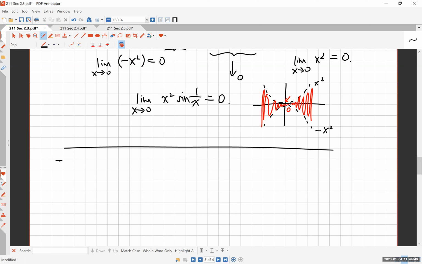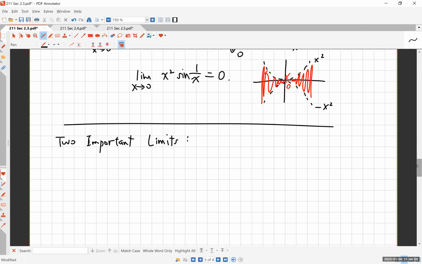Okay, lastly, I want to give you two important limits, which are not so easy to obtain. In fact, the first one uses the sandwich theorem or the squeeze theorem. But these two will be quite useful when we try to do calculus on trig functions like sine and cosine. All right, so the first one is the limit of sine x over x.